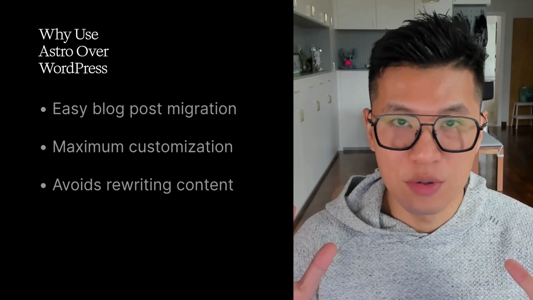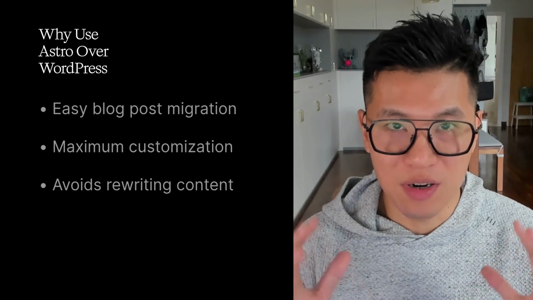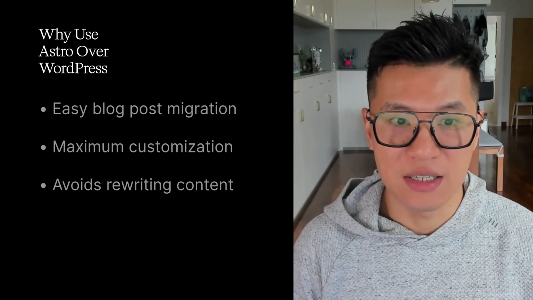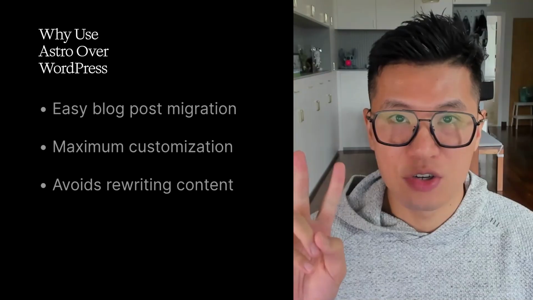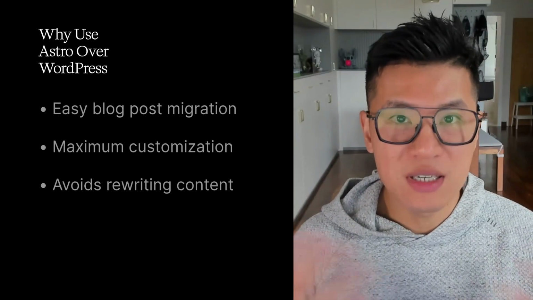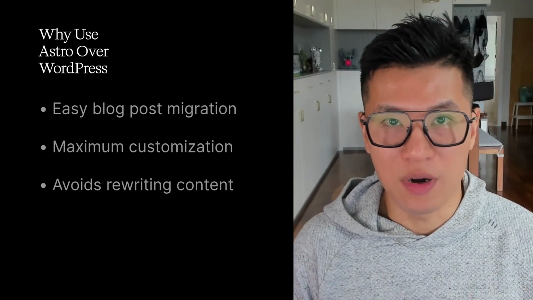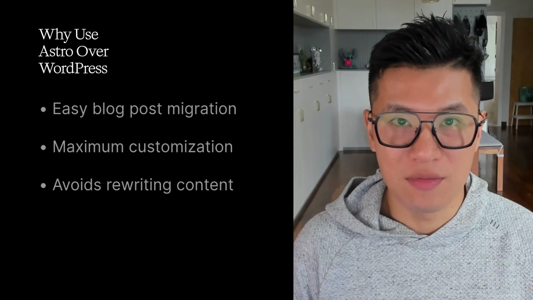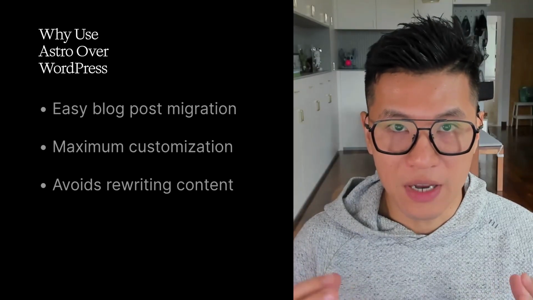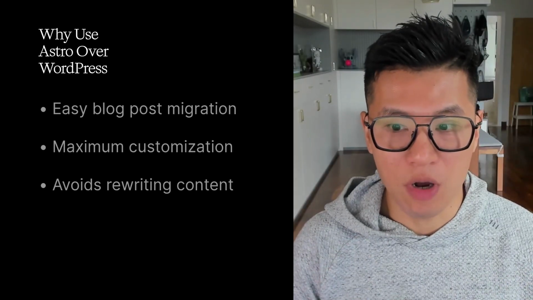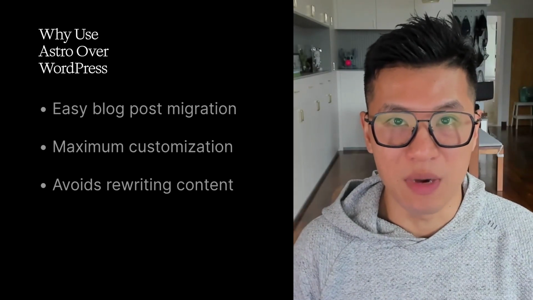Before I dive into exactly how I do it, I want to talk about what is it and why am I using it instead of WordPress. There's basically 2 reasons. Number 1, I've written hundreds of blog posts that I want to carry over to my new site. I don't want to rewrite everything. So by using Astro, I can just export my blog posts and it will magically appear in my new site.